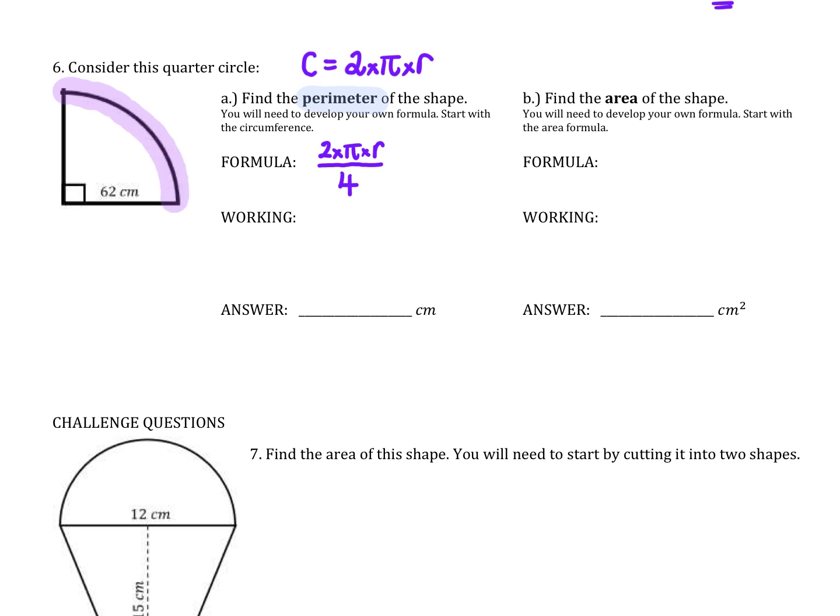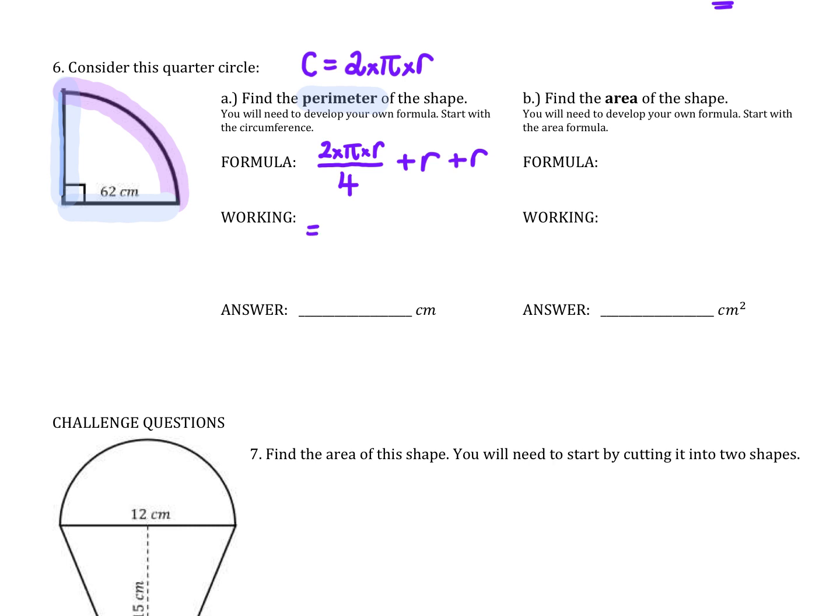But is that all of the perimeter of this shape? It's not, is it? I've also got to add on this piece here. And what do we say that piece was? That was the radius. And I've got to add on this piece here, which is the radius again. So my formula is 2 pi r divided by 4 plus the radius plus the radius.